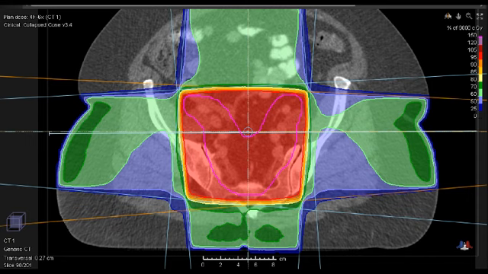So that's a general principle of planning. By using more beams, you get lower doses to the surrounding tissue. An extreme case of that would be stereotactic radiosurgery, where, as we'll see in later videos, you sometimes use hundreds of beams.